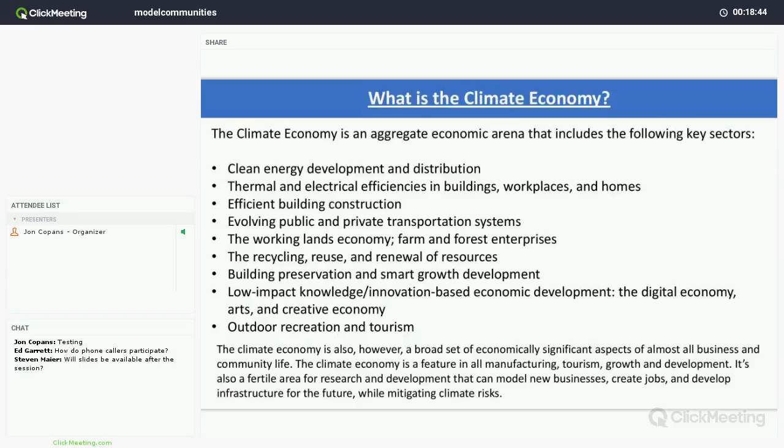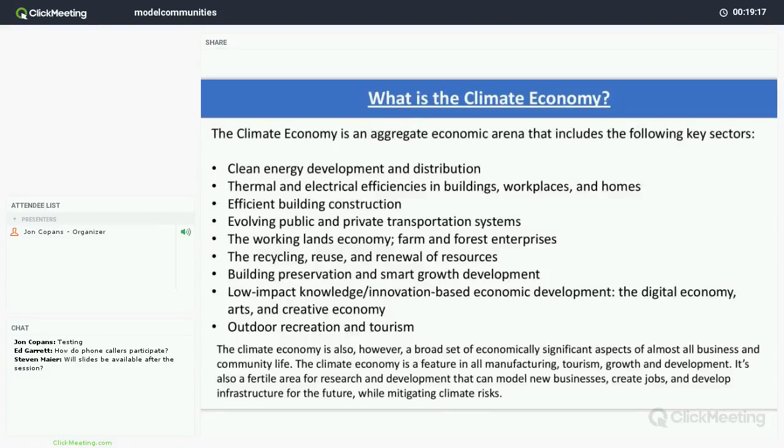We're talking about working lands. We're talking about recycling, reuse, and renewal of resources. We're talking about the preservation of buildings and smart growth development in our downtowns. We're talking about low impact and innovation-based economic development, the digital economy, arts and the creative economy, and we're talking about outdoor recreation and tourism. All of those things fall under this rubric that we are calling the climate economy.